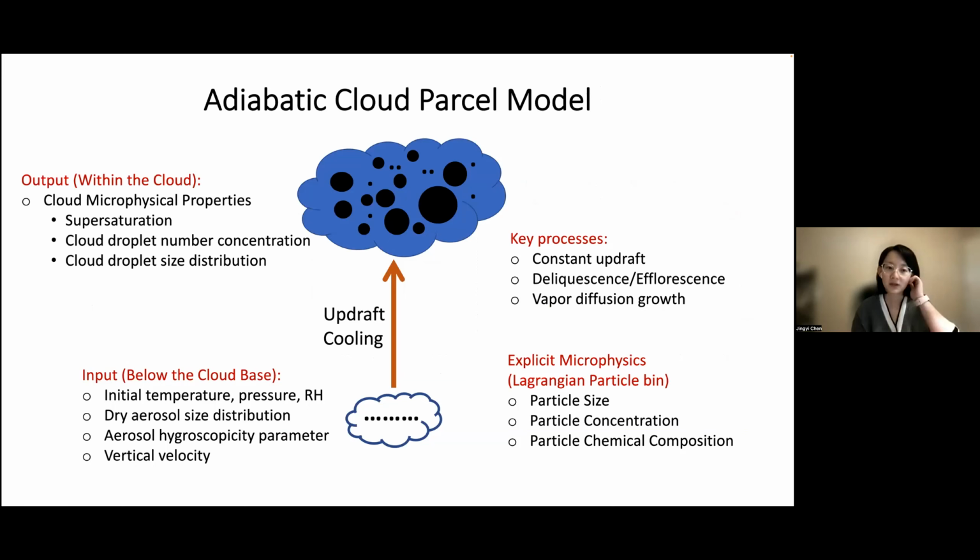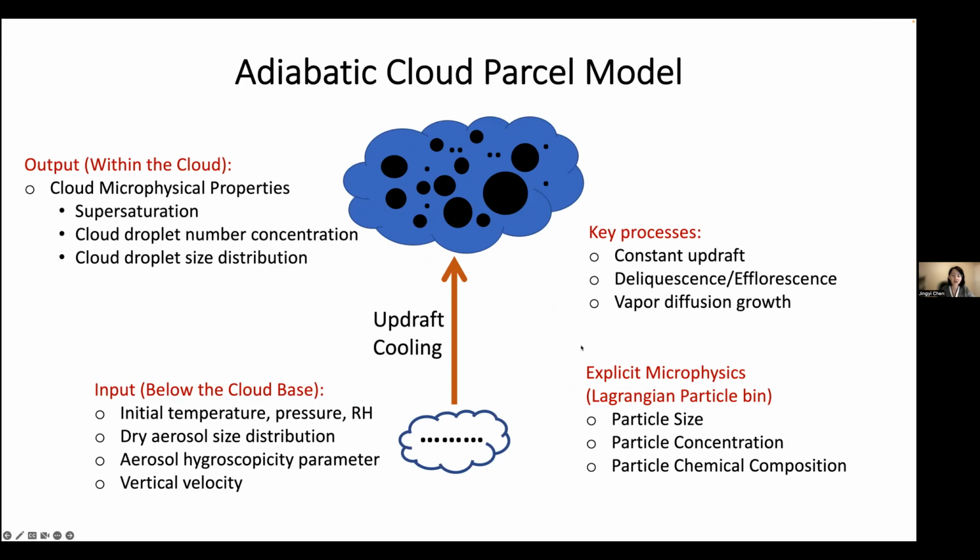The tool I'm using is an adiabatic cloud parcel model for the part 1 work. For people who are not familiar with this kind of model, this is an explicit bin model that calculates the cloud droplet growth by diffusional growth.